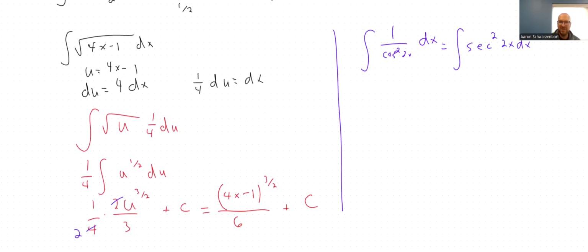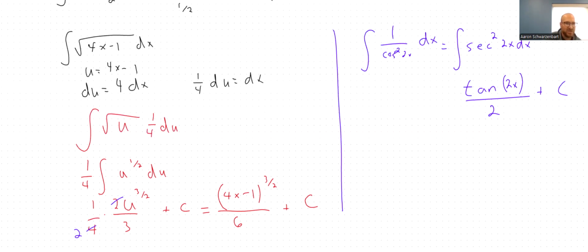And we can remember that the secant squared of U is the derivative of tangent, so the integral of secant squared is tangent. We'll reverse the chain rule by dividing by 2. You could do a U substitution on that, but you don't really need to.